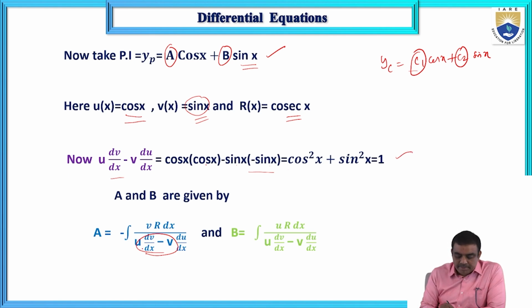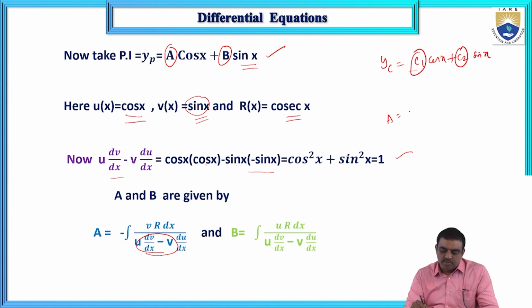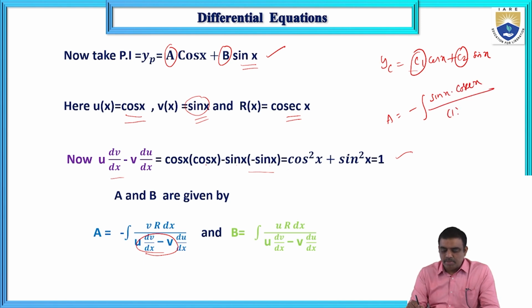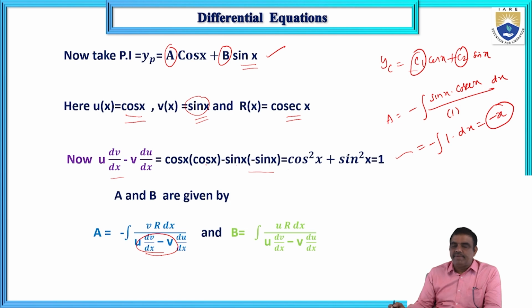Then what are the values of a and b? A is equal to minus integral v r dx by u dv by dx minus v into du by dx. And b is equal to integral u r by u dv by dx minus v into du by dx. So, using this formula, here u is cos x and v is sin x, r means cosecant x by the denominator value 1 of dx. That is sin x into cosecant x, that is 1 of dx, that is equal to minus x. This is a value. A is equal to minus x.